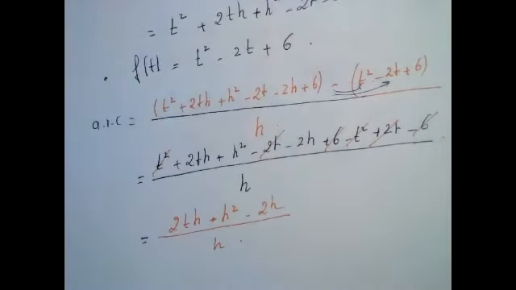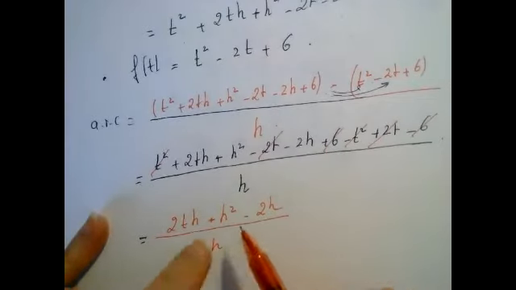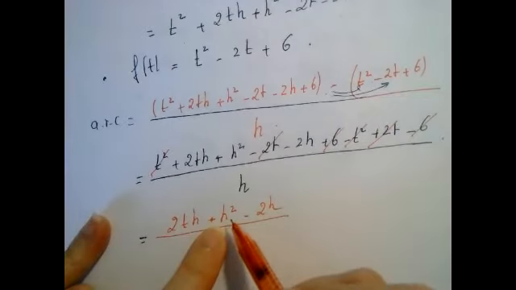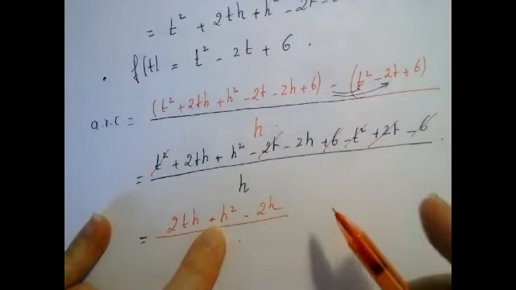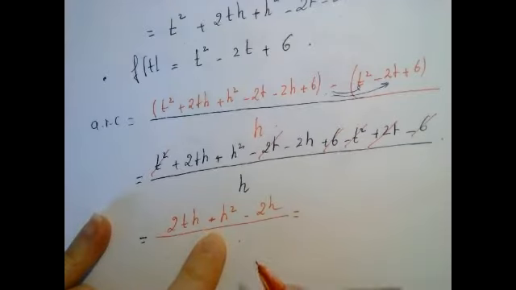Okay. Now the last thing is that sometimes we can simplify. And we ask ourselves, can I simplify h? The only way I can simplify h is if I can factor it out in the numerator. If I cannot factor it out, I cannot simplify it. So the question is, can I factor it out?